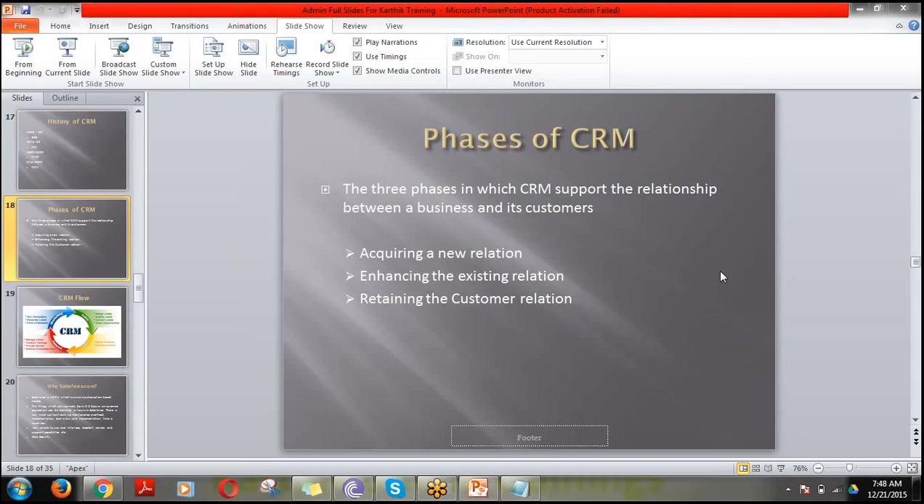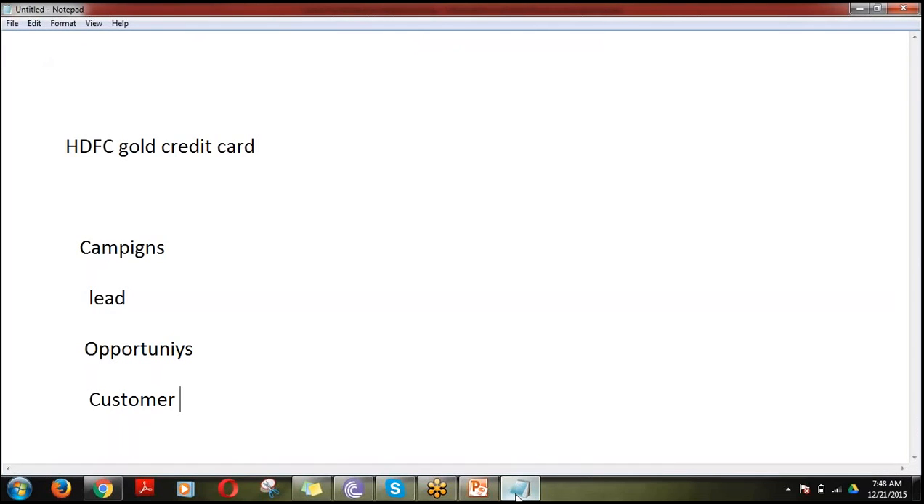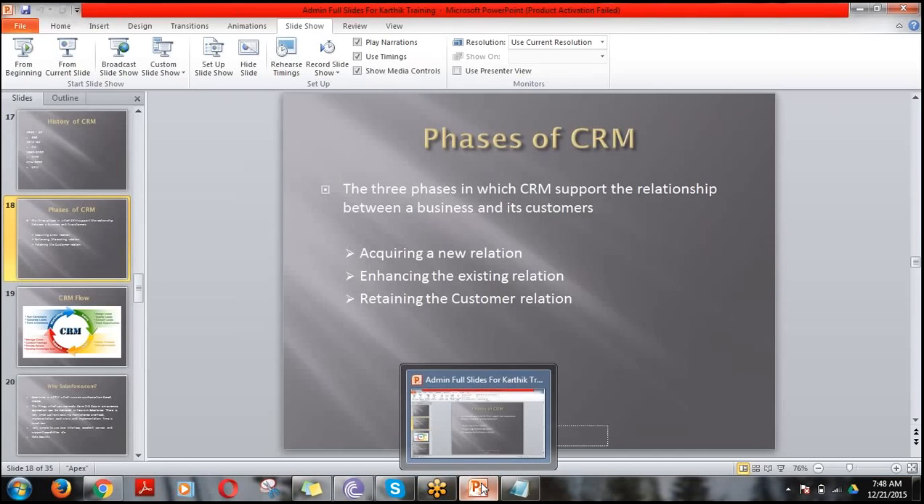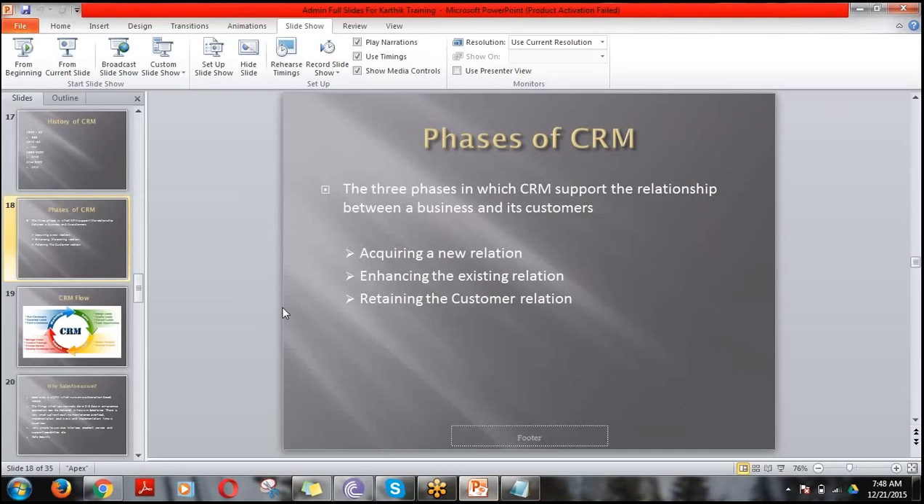Okay, so I am going to the second phase. In the first phase, I am trying to get a new customer to my organization. And the second one is enhancing the existing relation. What is this? Remember this point, guys: enhancing the existing relation is nothing but we try to get more business from the existing customer. I'm taking a small example here.